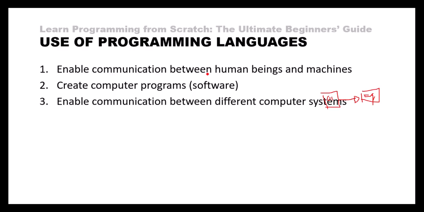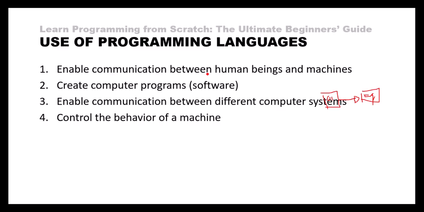Three, computer programming languages enable communication between different computer systems. So apart from human to computer communication, we also have computer to machine communication. It's through the use of programming languages that different machines and different computers are able to communicate.